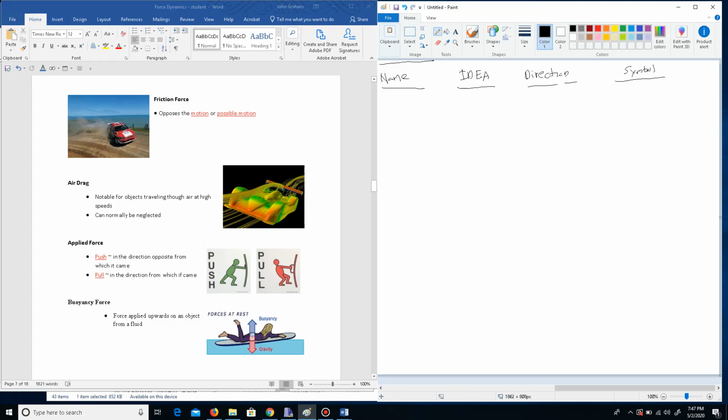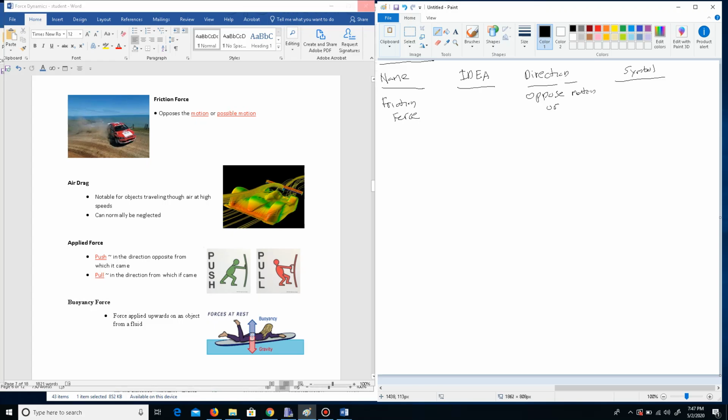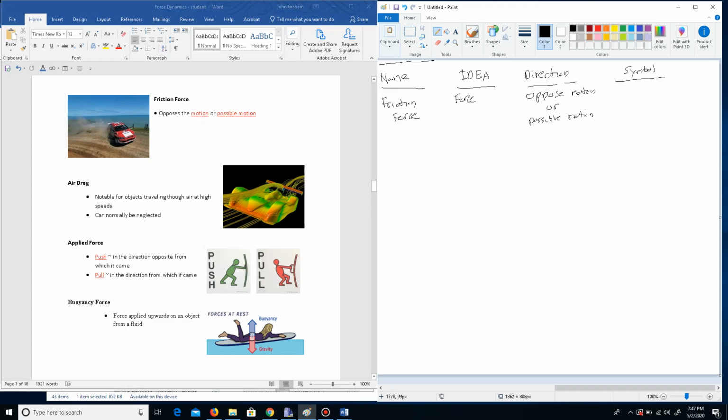Alright, so friction force. This direction is one of the most important things. It opposes motion or possible motion. Right? So the idea is this is a force along the ground that's applying a force to an object moving along it. So what do I mean by motion or possible motion?